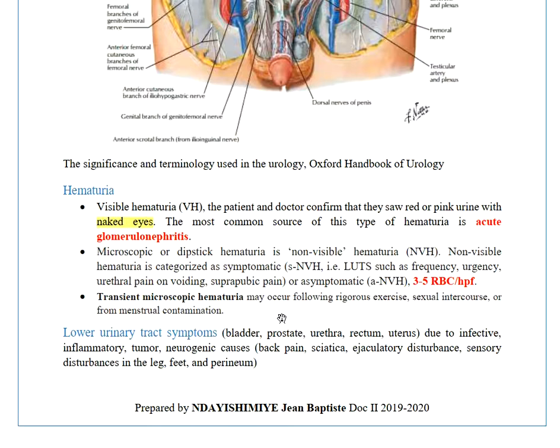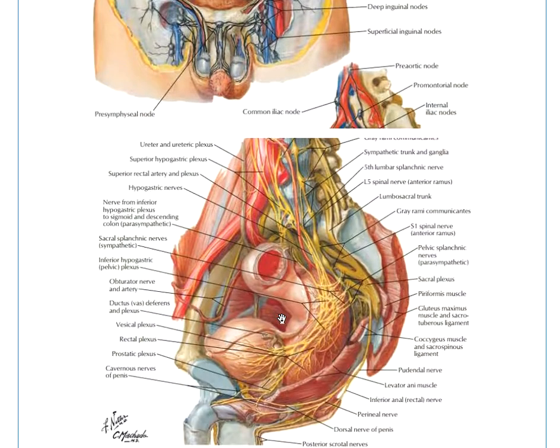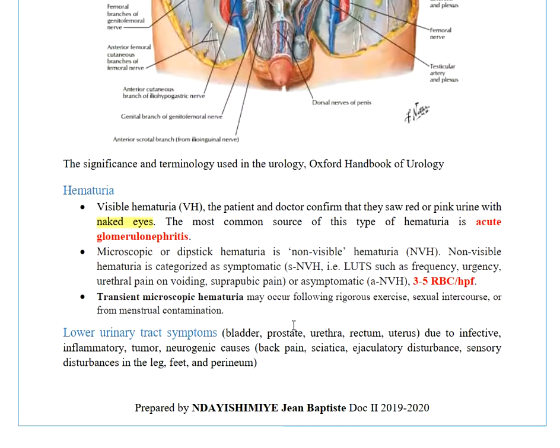As we saw in the video of anatomy, the nerves which supply the urinary bladder are the same as the nerves which supply the rectum, and the same as the ones which supply the uterus in women. That means someone may have these symptoms not because they are coming from urological organs, but they may be coming from, for example, the rectum or the uterus.